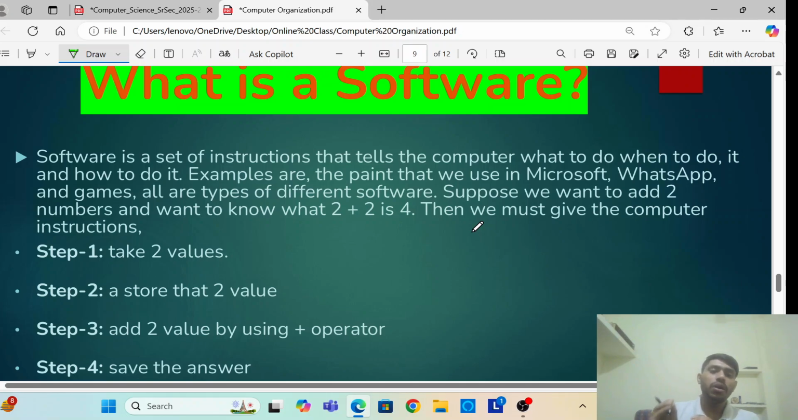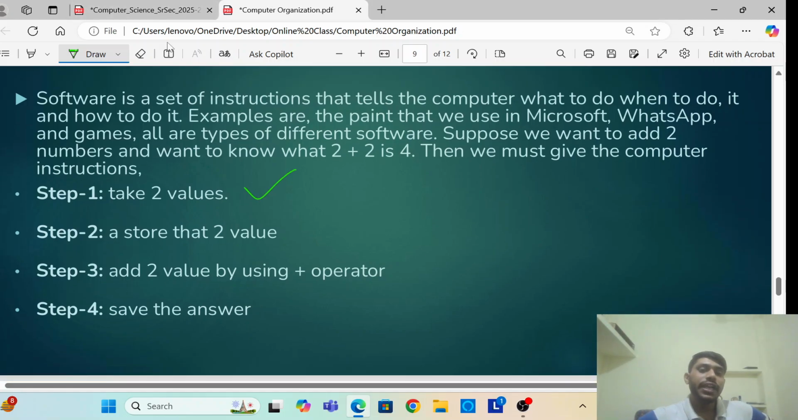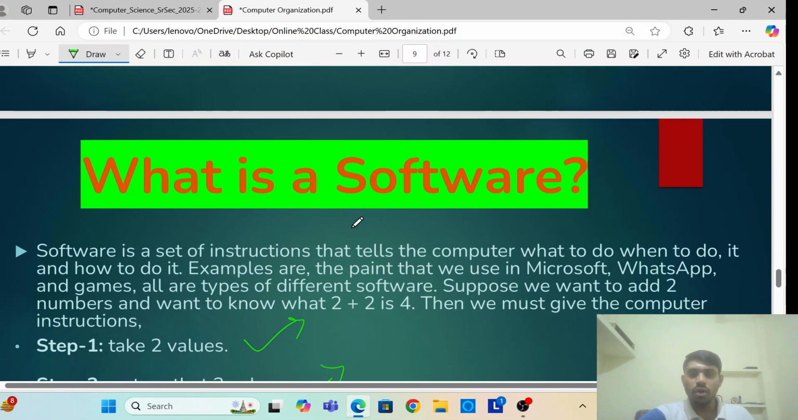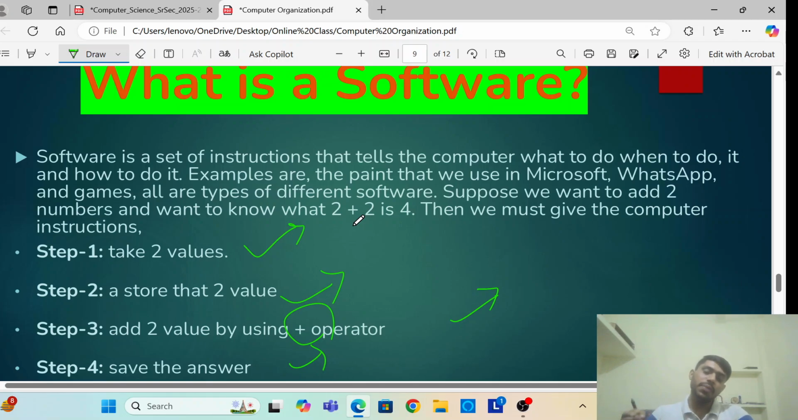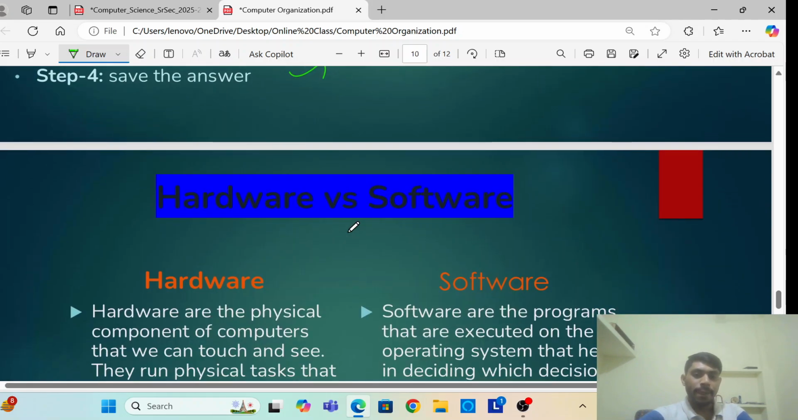Suppose you want to add two numbers, 2 plus 2 is 4. Then we must give the computer the instructions. What instructions are we going to give? Take two values, store those two values, add the two values using this operator, and save the answer. This is the set of instructions we follow to execute a particular task. That is what software is and what software does for you. Software is a set of instructions performing a particular task and executing it.